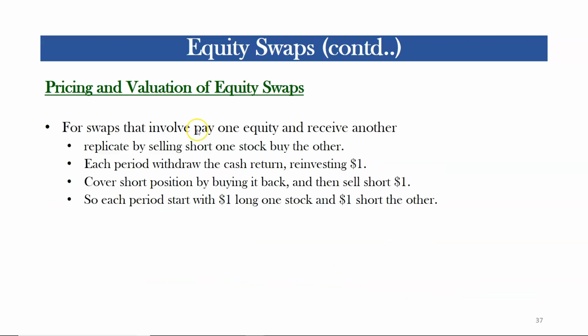The pricing of an equity swap paying one equity return and receiving another equity return can be illustrated using the replicating portfolio concept. Short one stock and go long the other. Each period, withdraw your cash return by selling the stock and then reinvesting the $1 back. On the short side, cover your short position by buying it back every time and then selling it short again for $1 at the start of the period. At the start of each period, you will have a $1 long position in one stock and a $1 short position in the other stock, so the value will be 0.